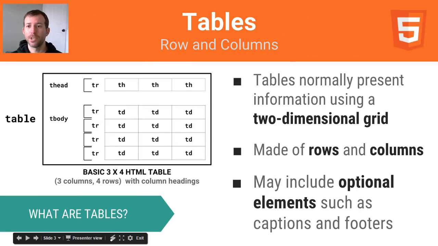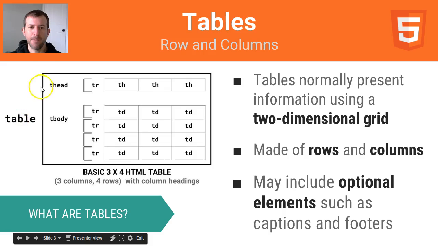Tables consist of rows and columns. You can think of this as a two-dimensional grid. There are also optional components that you can use to trick out your tables to present even more information. I have a graphic right here. It's a little hard to follow, but by the time we're done talking today, it'll make more sense to you.